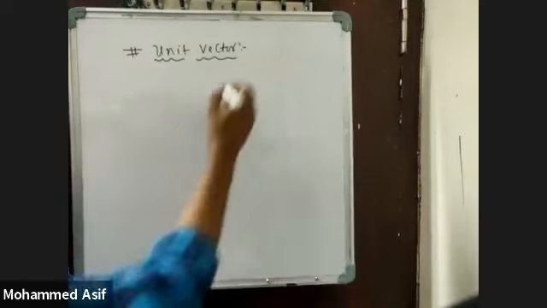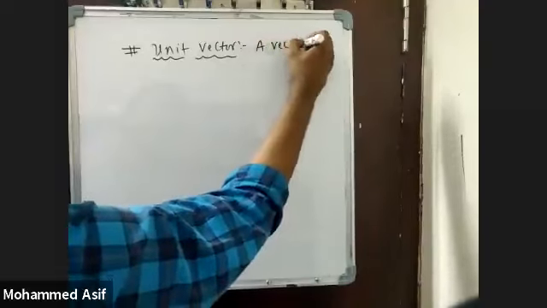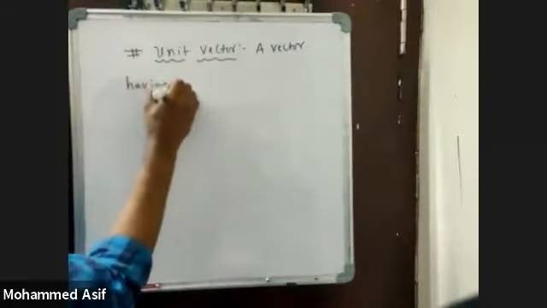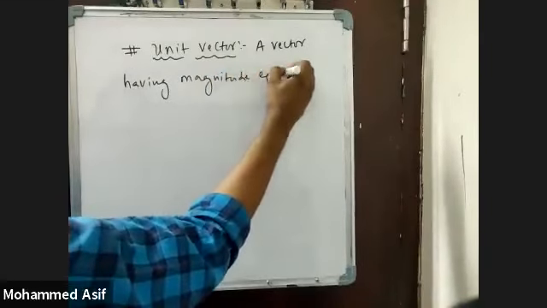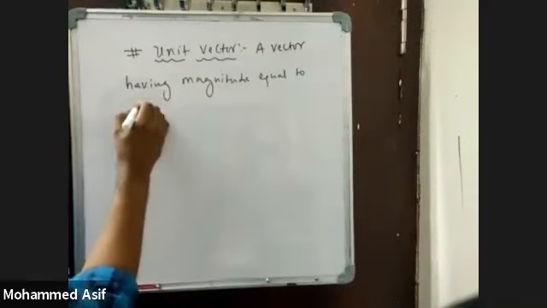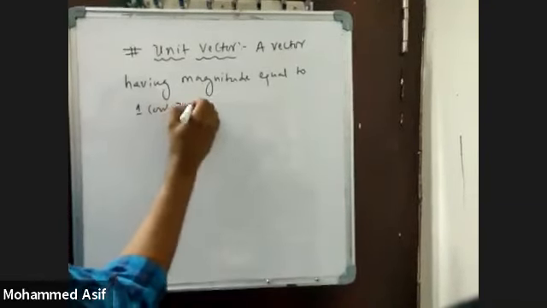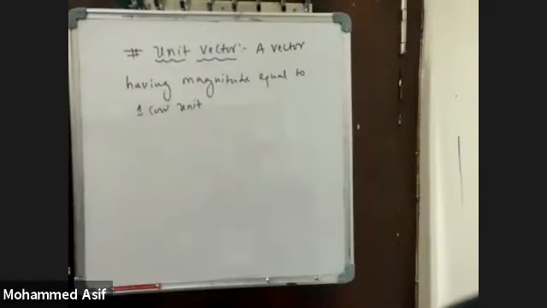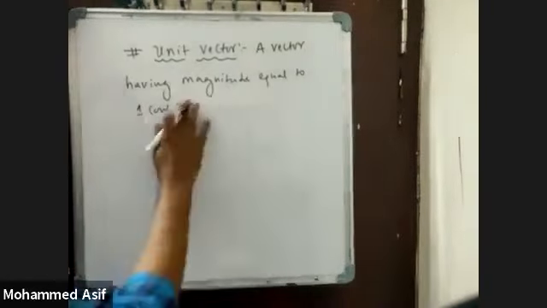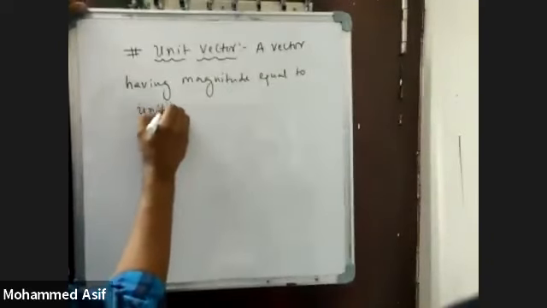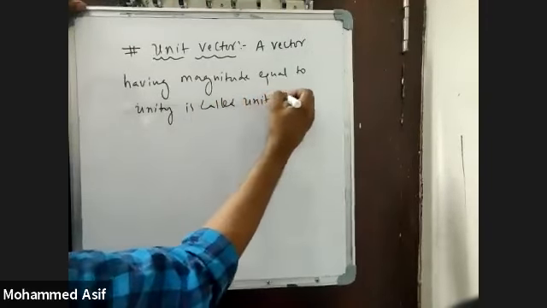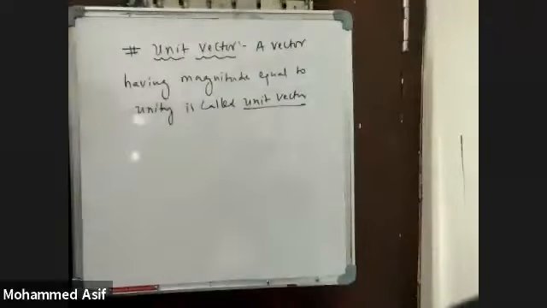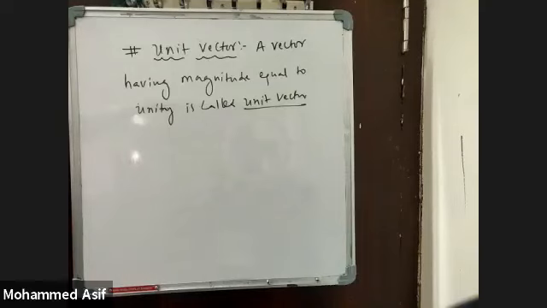A vector having a magnitude equal to 1, or unity, is called a unit vector. That means any vector whose magnitude is equal to 1 is called a unit vector.